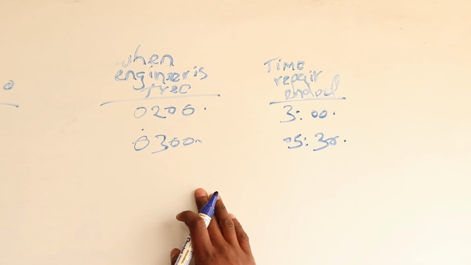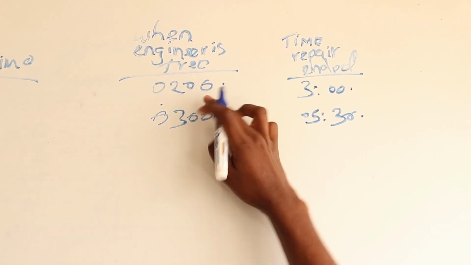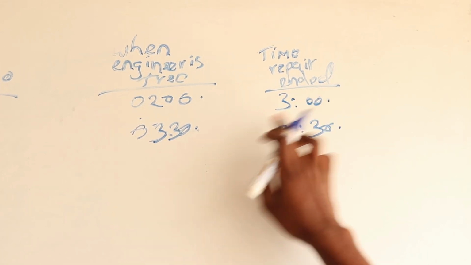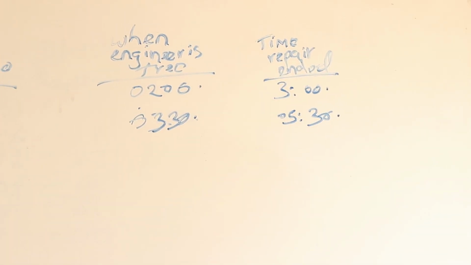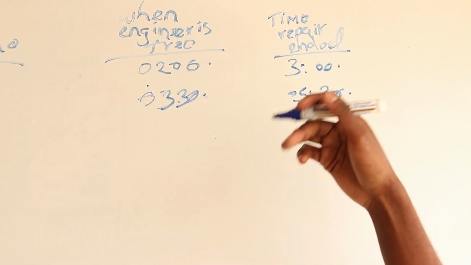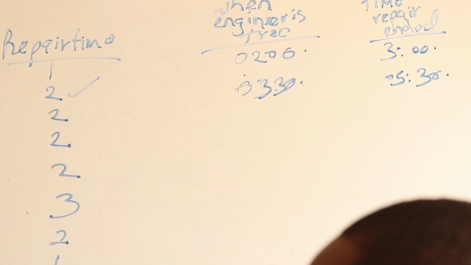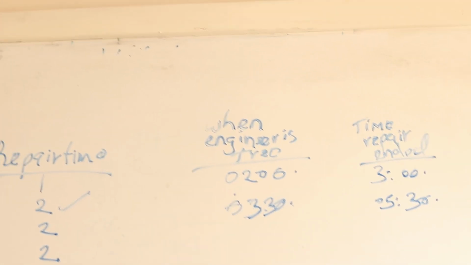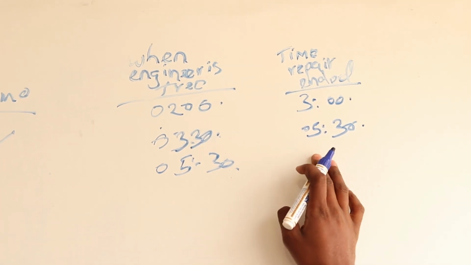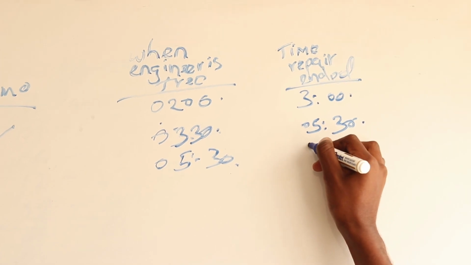So for this column, this is when the engineer is free to start the repair. In this case, it will be 3:30 because between 3 and 3:30, he was free. There was no machine that broke down. So the time he is free to start the repair is 3:30. So the repair will end at 5:30 because it took 2 hours. So for the third machine, when is the engineer free to start the repair? It will be at 5:30 because it's immediately when he ends repairing machine 2. So for machine 3, it takes 2 hours, so it will be 7:30.